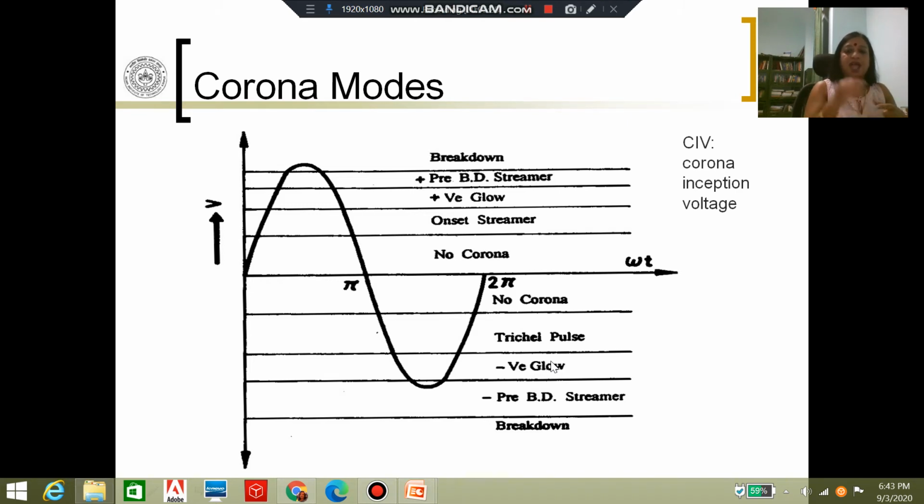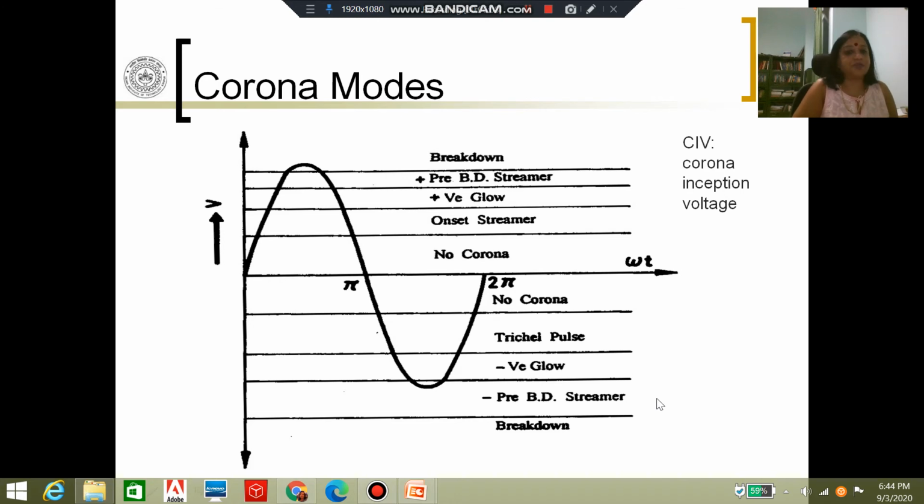At the initial stage, what you see on the surface of the negatively charged electrode, before you see any corona, is some red pulses coming and going. Now, when you increase the voltage further, you will see a steady glow, just as you see in the positive case, a steady negative glow. Increase the voltage further and you will see pre-breakdown streamers, again very similar, and then you increase the voltage further and you have breakdown. So the modes are very similar in positive polarity as well as negative polarity, except for, of course, these onset streamers in positive polarity and trickle pulses in negative polarity.